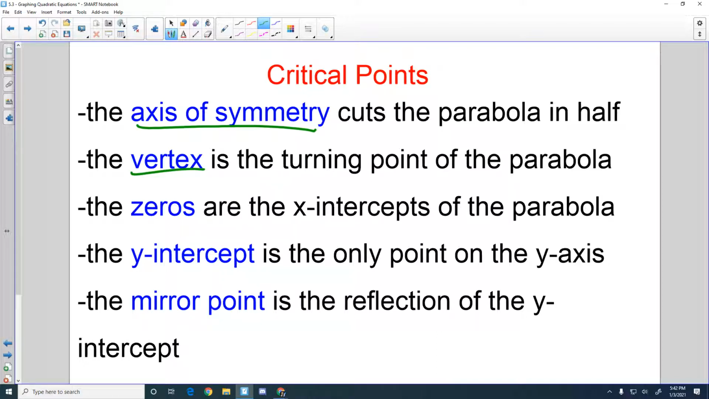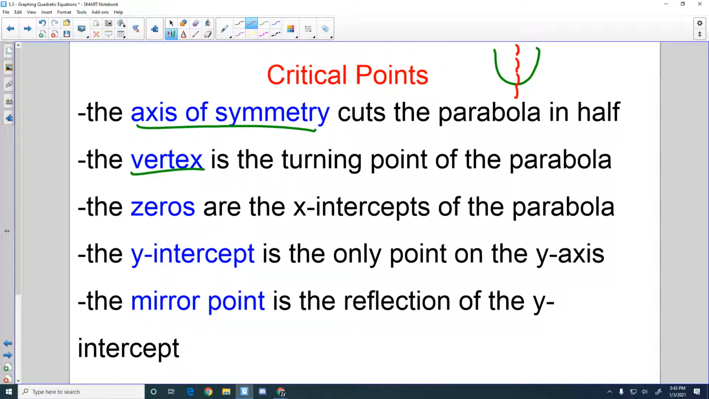The axis of symmetry, that's this imaginary line, usually we draw it as a dashed line, that cuts the parabola in half. So if I've got my U-shaped parabola right there, the axis of symmetry would be this, pretend that's a dashed line that goes right through the middle of the parabola. All right, it's kind of like a mirror.